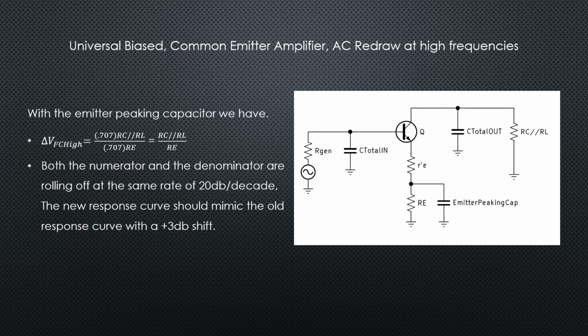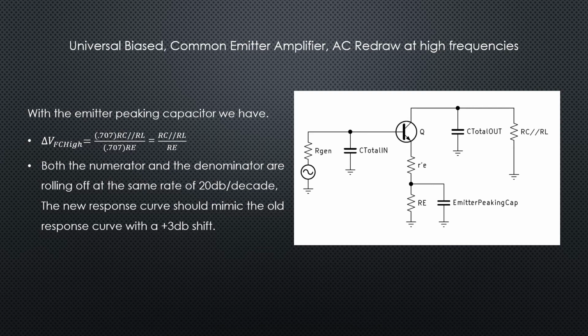So now with the emitter peaking capacitor calculated and put into the circuit, we know that at the FC high, it'll look like this formula. So we'd have 0.707 times the parallel resistance in the numerator and 0.707 times the RE in the denominator, and that gets us right back. So the 0.707s cancel, and we end up back with our RC in parallel with RL over RE.